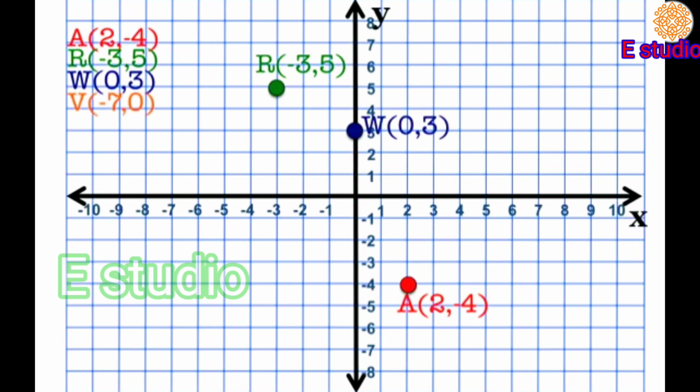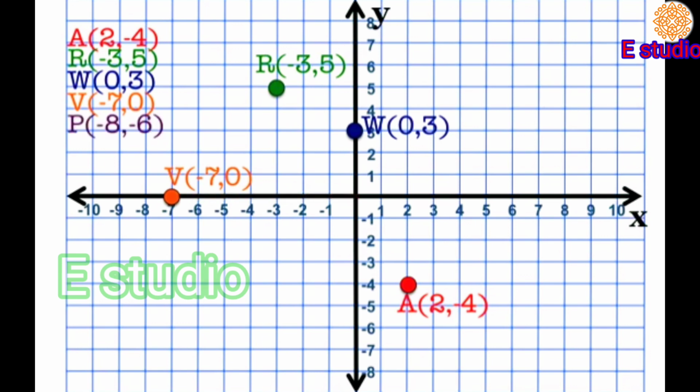How about V at (-7, 0)? Again, we start at the origin, and our x is -7, so we move 7 places to the left. And then do we go up or down? No, because our y is 0, so we're just going to move 7 to the left and plot our point, and that's V at (-7, 0).